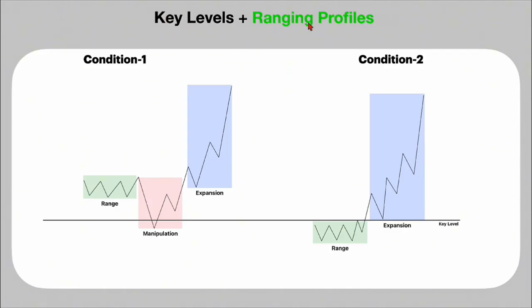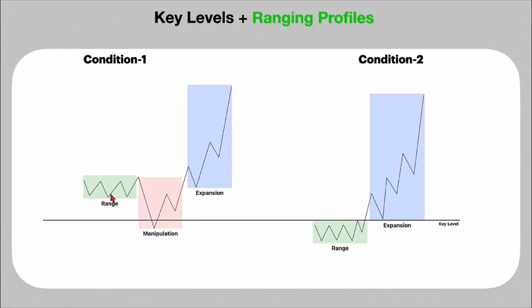Now let's talk about the combination of a ranging market profile and key levels. The first combination we're looking at is when a ranging market profile aligns with key levels. Keep in mind that this line here represents key levels on the higher time frame. When you see this line, it's indicating a high time frame key level. There are only two possible outcomes with this combination.